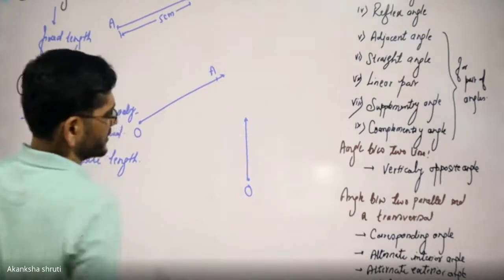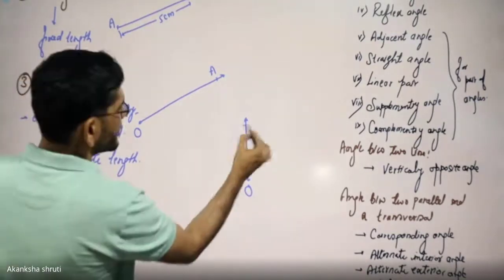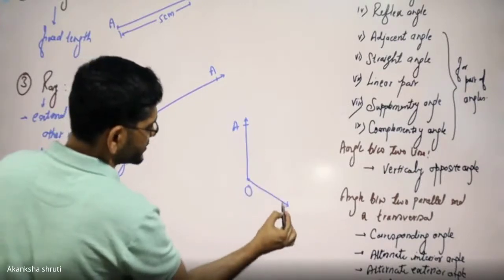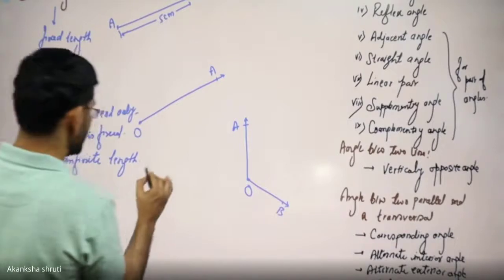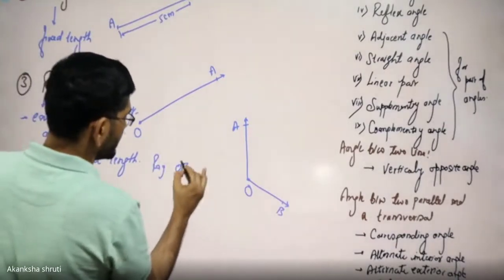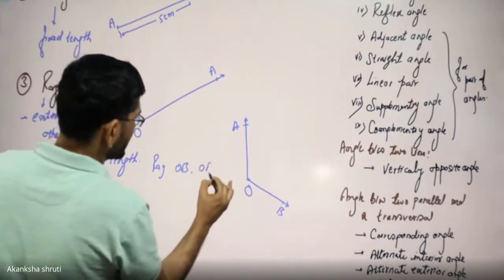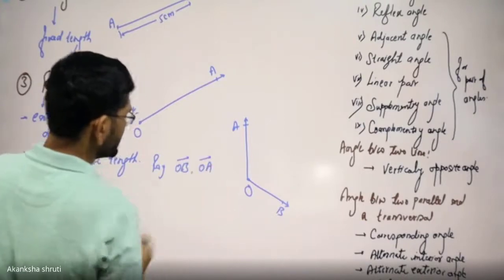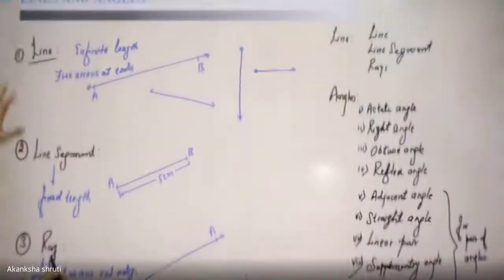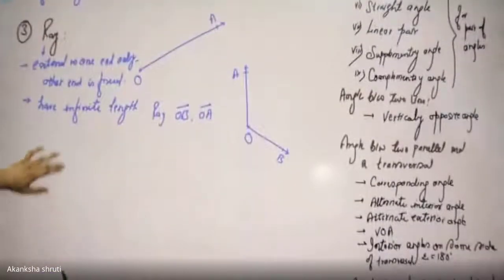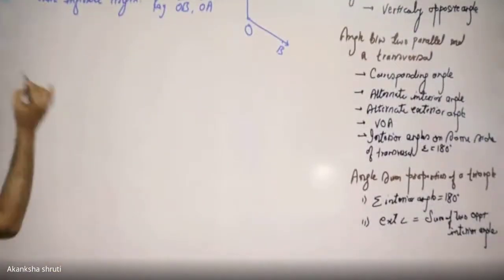One may draw a ray which is going upward. At the same point, one may consider a ray which is slanted. So here we have the ray OB and OA. To indicate that, many times we put the arrow over it. So these are the meanings of line, line segment, and ray. Lengthwise, they are differentiated.